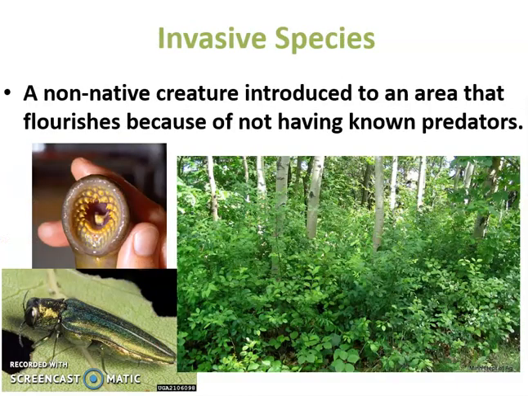So these are creatures that are introduced to an area either on purpose or on accident, and they essentially take over an area because they don't have any known predators. And so in our area in Minnesota here, we have a couple different examples that I'm showing you on the slide. The picture of this is called a lamprey. It's kind of this leech-looking thing. It's a parasite that will feed off fish tissue.